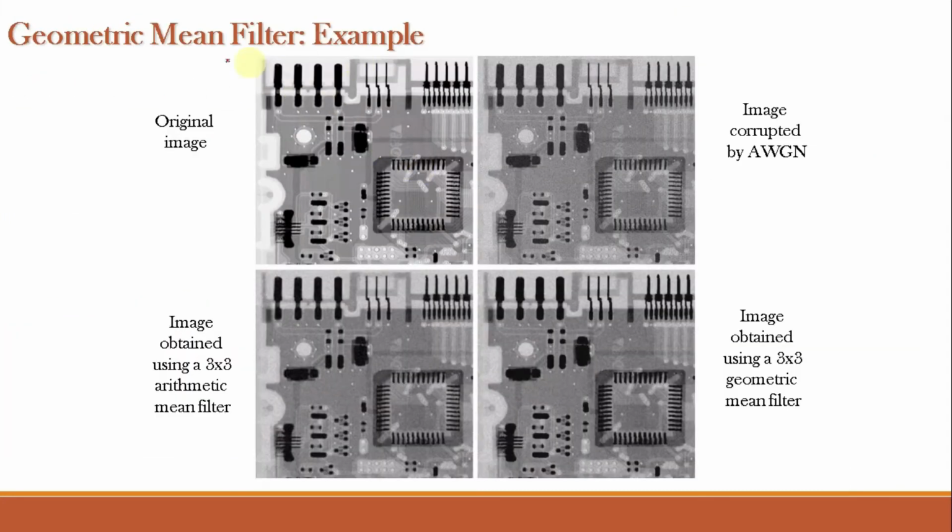And see the example of geometric mean filter. This is our original image that is corrupted by additive white Gaussian noise, and when you apply arithmetic mean filter to this noisy image, you will obtain the output image like this. But if to the same noisy image you apply the geometric mean filter, you will obtain a better output like this, in which you can compare these two outputs and see that here image details that are lost are very less as compared to this arithmetic mean filter.